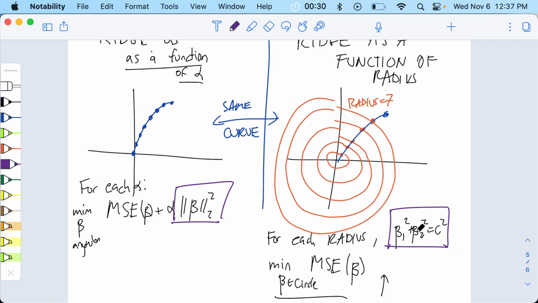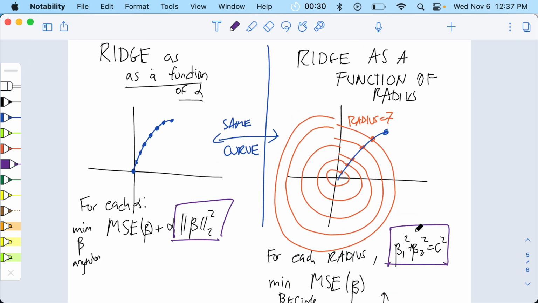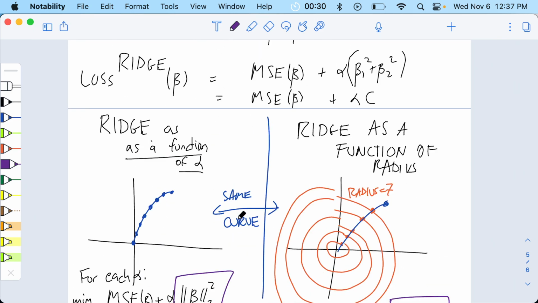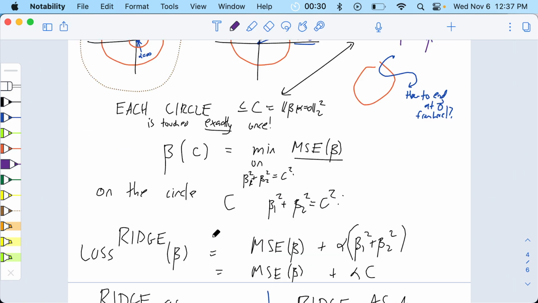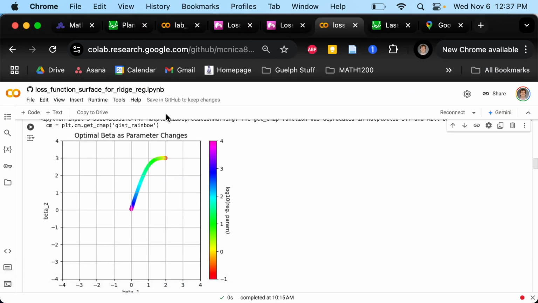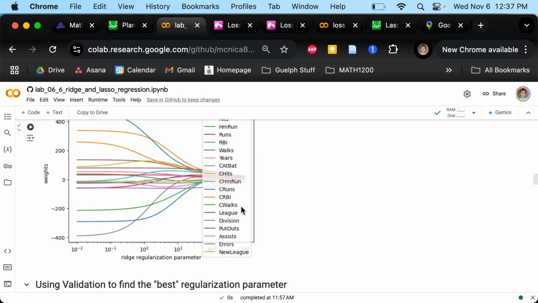So these are two different ways of looking at this curve. One as a function of the alpha parameter going, and one as a function of the radius. And it's the exact same thing. It's just two different ways of thinking of the function. And in fact, I think even in the textbook, they have some plots that look like this one, where instead of the ridge regularization parameter on the x-axis, they have the radius of the circle. And it's exactly the same thing. It's just squished a little bit. The x-axis has changed, but otherwise, it's exactly the same curve either way.